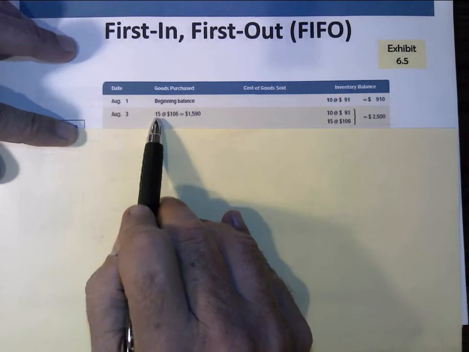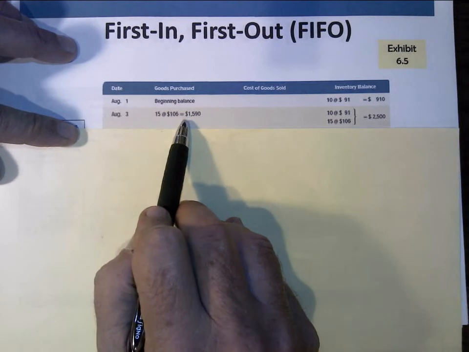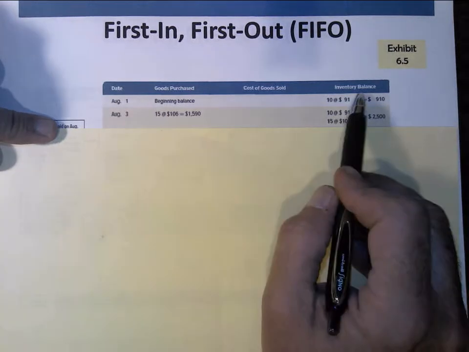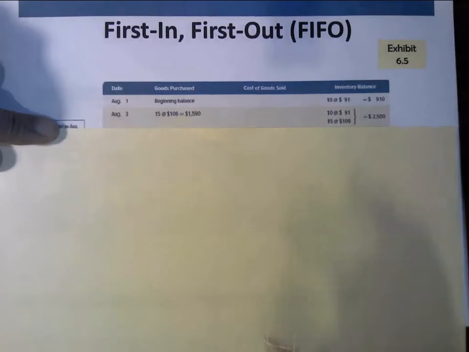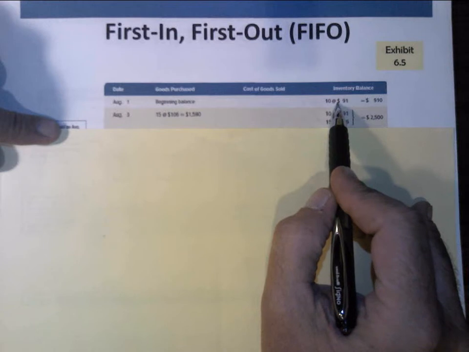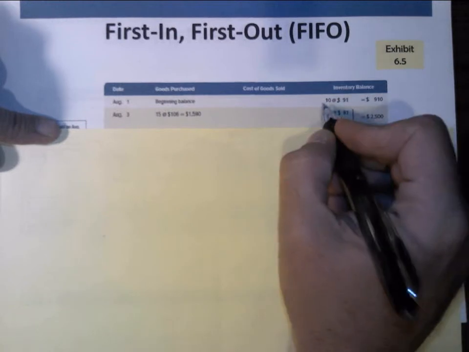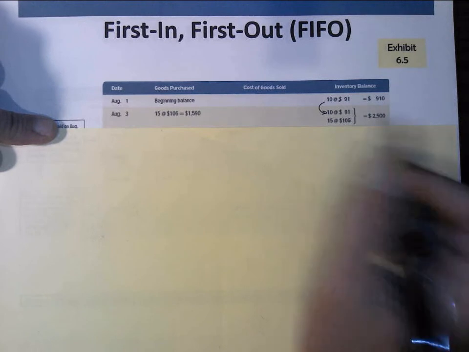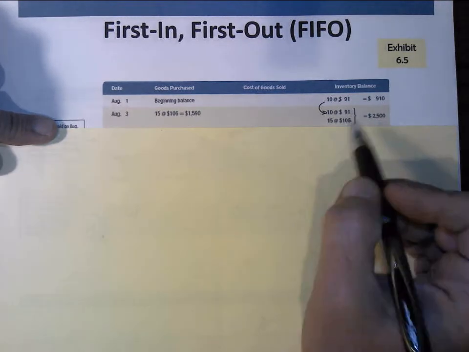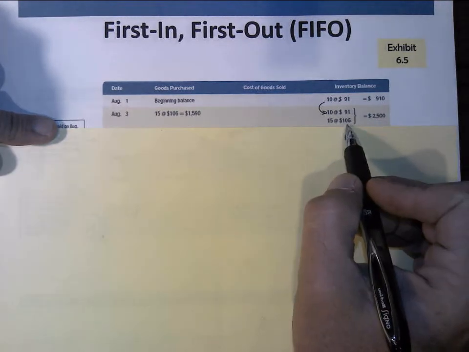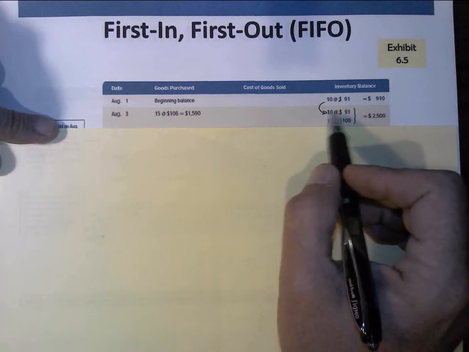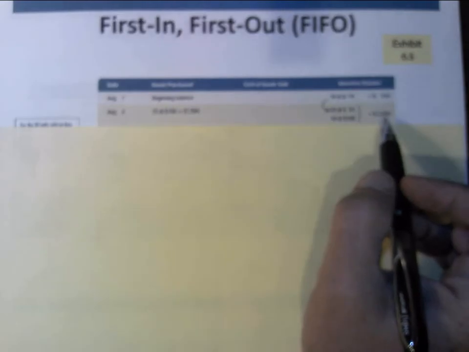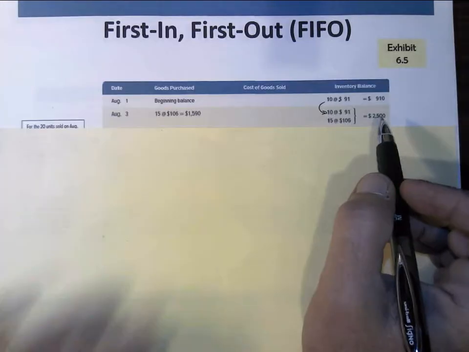Where it says purchased, I put down that 15 I bought at $106, right? $1,590. That keeps track of what I purchased. This is cost of goods sold, but I want to maintain my inventory balance. Now I still have these 10 units at $91, so I bring those down to here, and then these come right up underneath it. So now I have 10 units at $91, and I have 15 units at $106. If I do the math, add or do that multiplication and add them, that's $2,500 I have invested in my inventory.